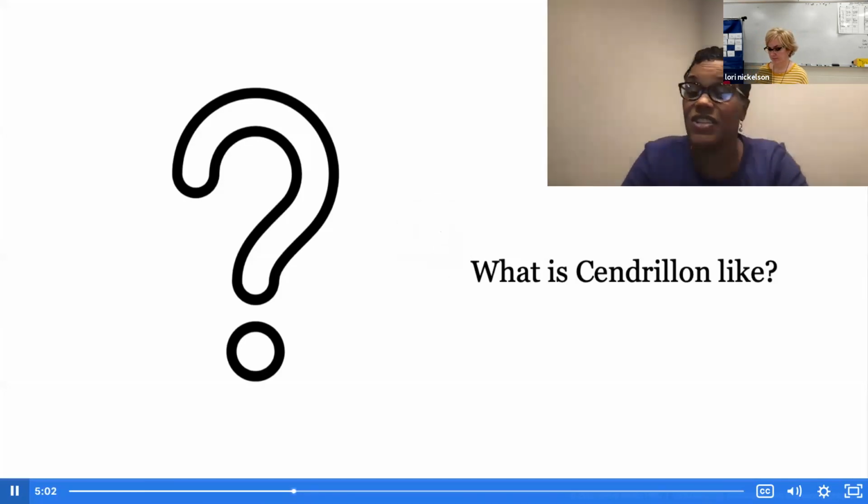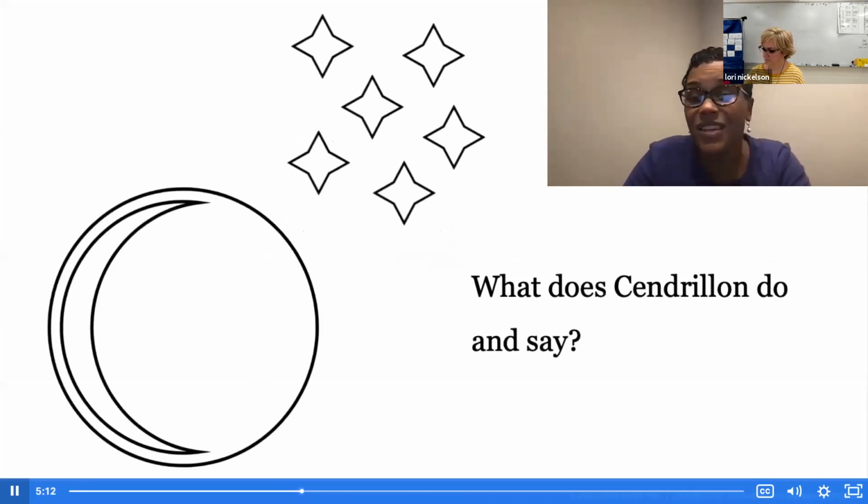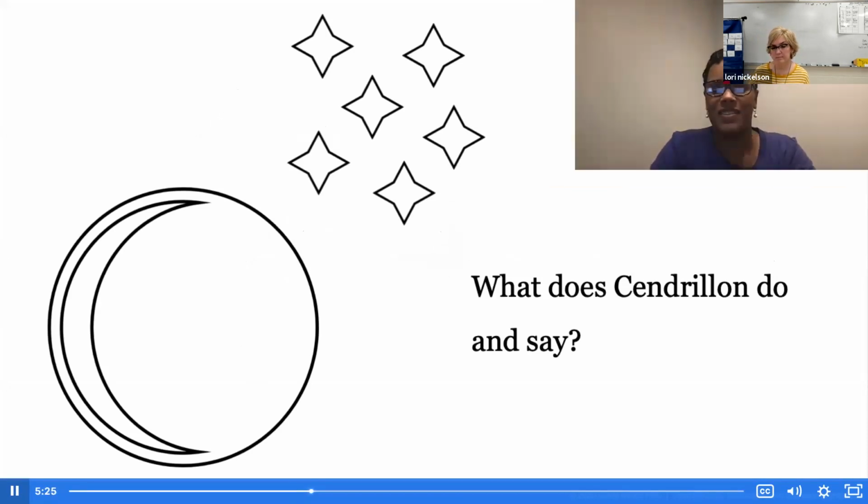These actions show that Cendrillon is very hardworking, and we can infer from Cendrillon's actions that she is hardworking. Okay, let's look closely at another of Cendrillon's actions and make an inference about her character. Listen as I read a passage from the text where Nanine is talking to Cendrillon after the fete.